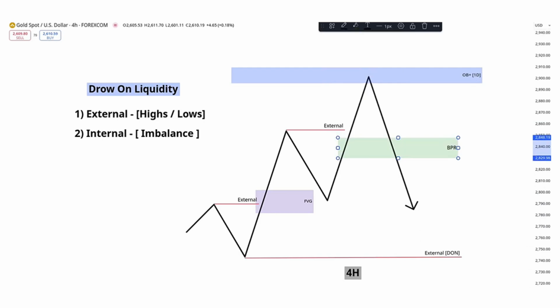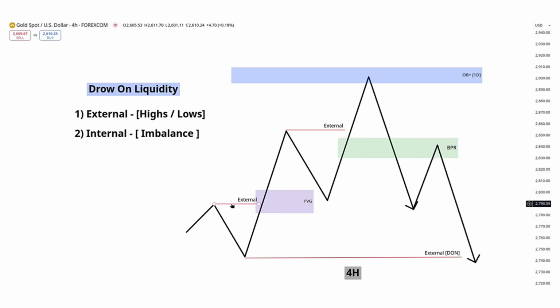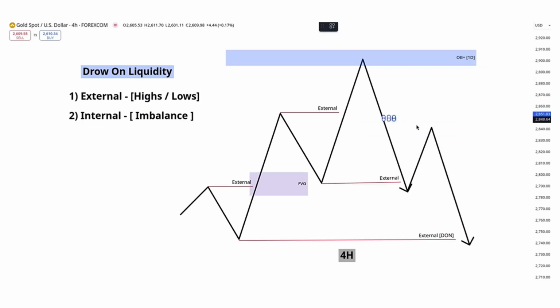This is what we mean by draw on liquidity. We can predict where the market is likely to go and which liquidity it will target. Let's look at the best example. Here, we had a BPR, but it could also be an FVG. We usually consider an FVG as internal liquidity and old highs, old lows as external liquidity. So, we'll mark an FVG here.